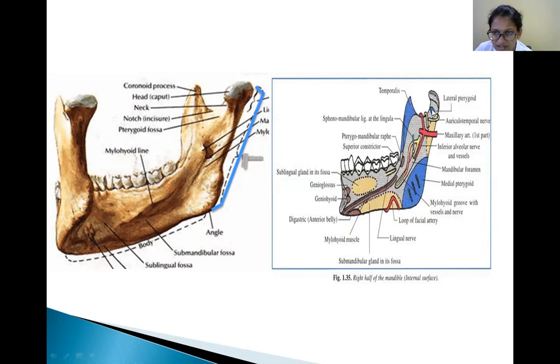And next, one thing here we have forgotten: in front of the head of the condylar process, we are going to see a fossa or fovea. It is called the pterygoid fovea. This pterygoid fovea gives insertion to the lateral pterygoid muscle.